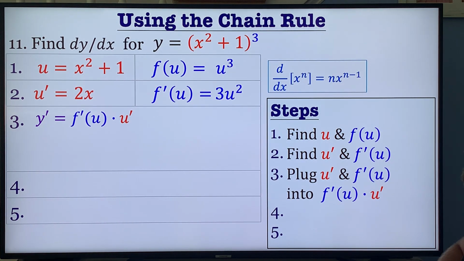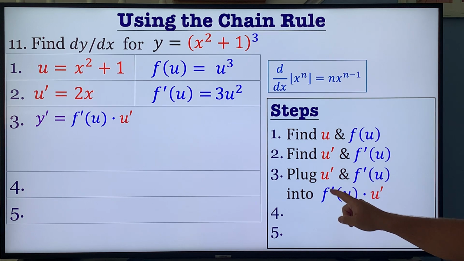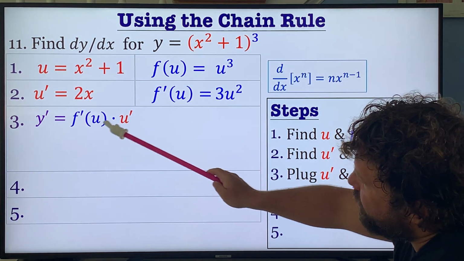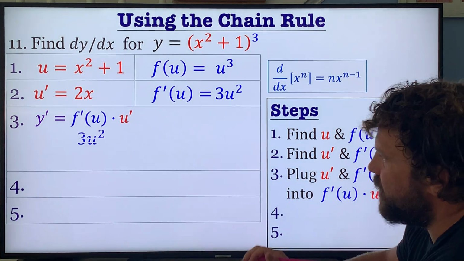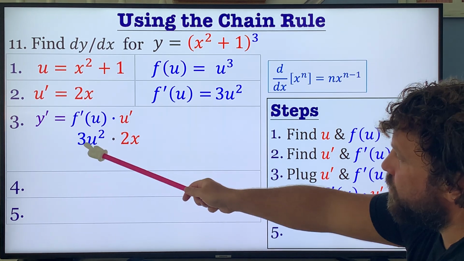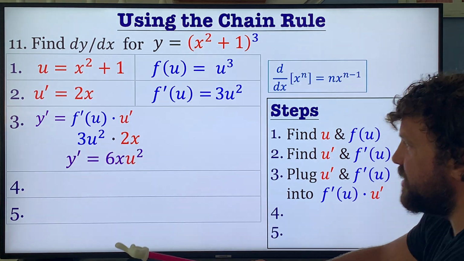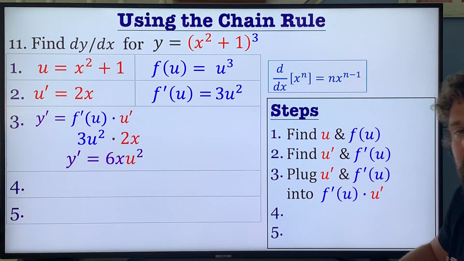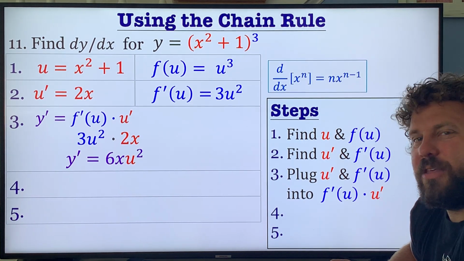Plug u prime and f prime u into the equation f prime u times u prime. So dy dx equals f prime u times u prime. F prime u is 3u squared, u prime is 2x. All right? 3 times 2 is 6. So you get 6x u squared. Now, you don't want double variables. Double variables are not bad, but they're not useful.